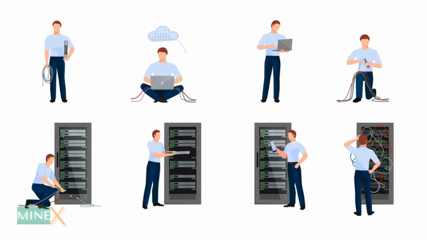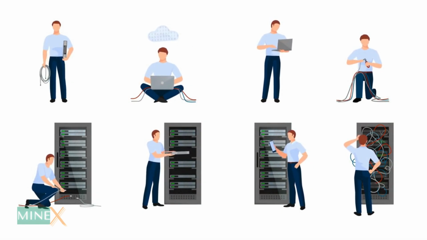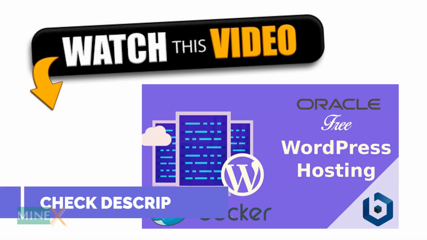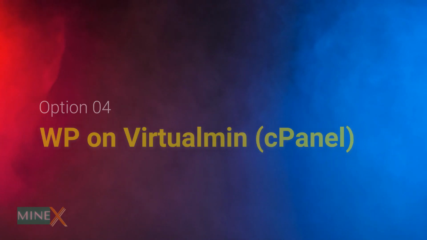But if you can handle Docker applications very well, you can use this method to host multiple WordPress sites on a single server. Watch the full tutorial and host your WordPress site on Docker using the automated script with one click. Option 4. Host WordPress on Virtualmin Web Panel, a cPanel alternative.